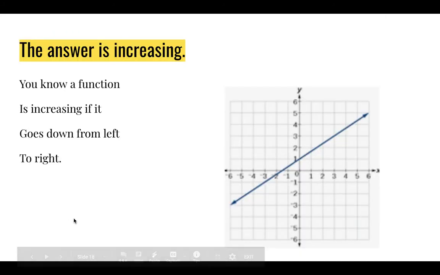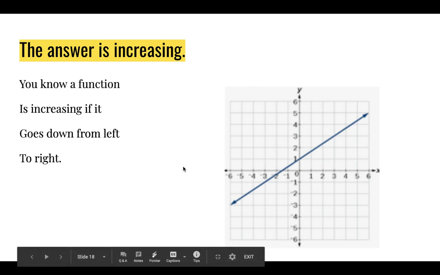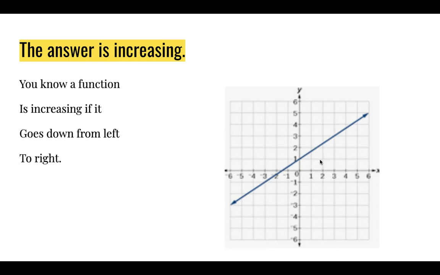Okay, this is the answer to the poll that the live class is doing. This function is increasing because as we read it from left to right, it is going uphill.